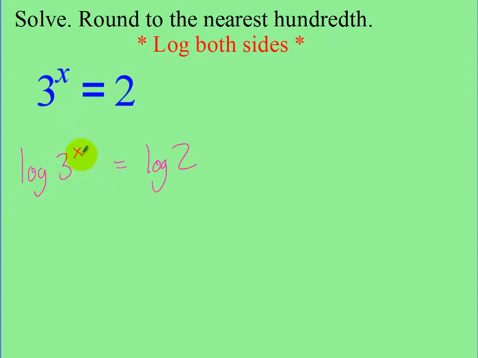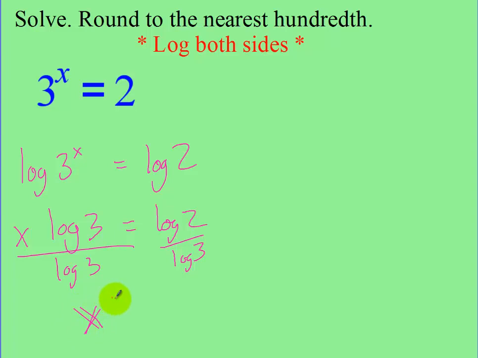And using our properties of exponents, we can take this x and make it a coefficient. So x times log of 3 equals log of 2. Or we can divide both sides by log of 3 because it's just some number. So we get x equals log of 2 over log of 3. And if you plug that into a calculator, log of 2 divided by log of 3, you would get approximately 0.63. All right, let's try a different one.